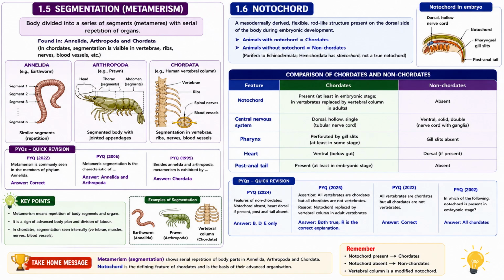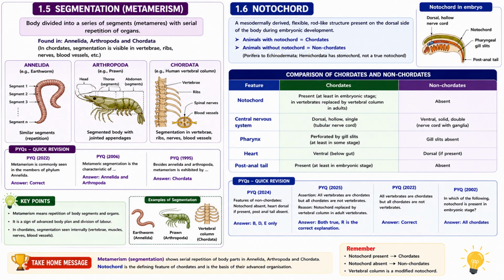So there are some previous year questions I have given here. You can integrate those questions and study. The key points when it comes to metamerism are: metamerism means repetition of the body segments and organs. It is a sign of advanced body plan and division of labor. In chordates, segmentation is seen internally in vertebrae, muscles, nerves, and blood vessels. Examples of the segmentation are being given here.